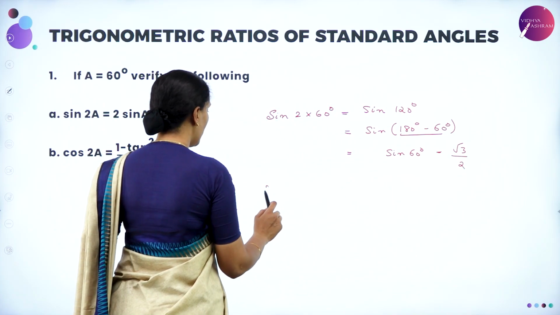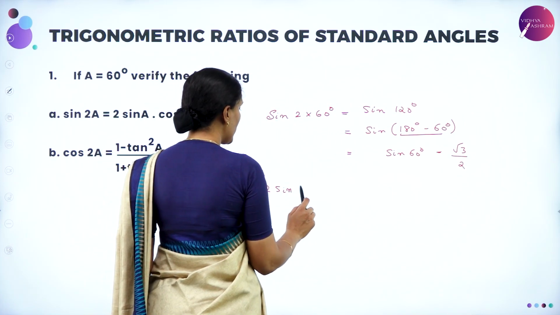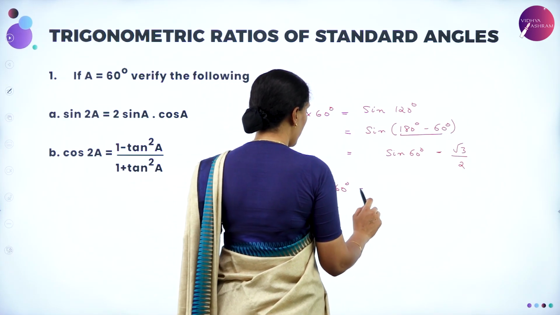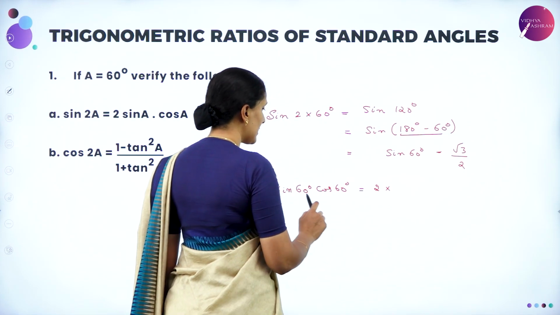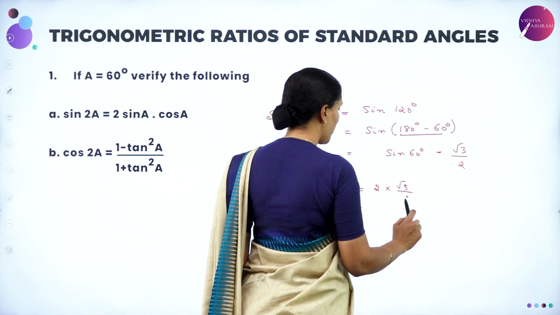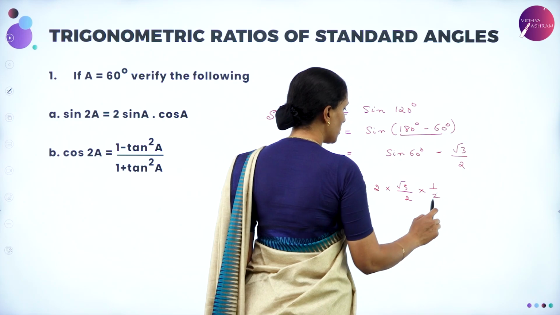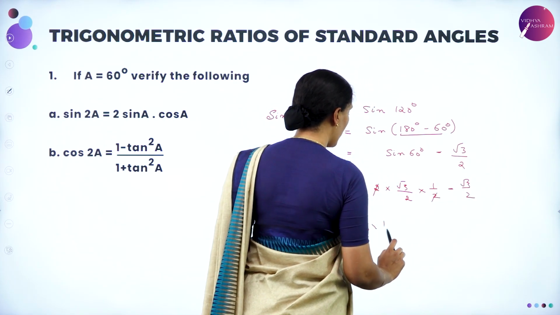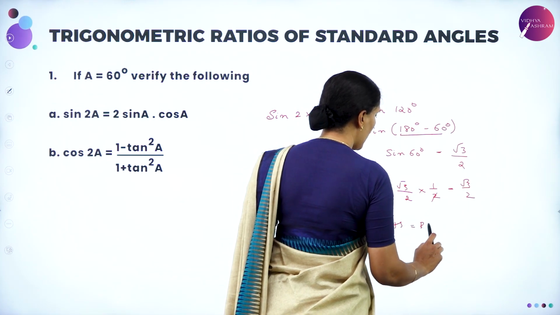Now, let us consider 2 sin A cos A. 2 sin A cos A means 2 sin 60 degree cos 60 degree, which is equal to 2 into sin 60, which is root 3 by 2, and cos 60, which is 1 by 2. So 2 cancels. We have root 3 by 2. So therefore LHS is equal to RHS.